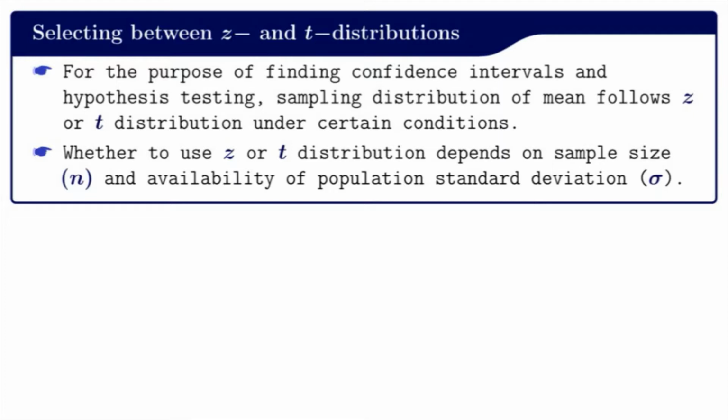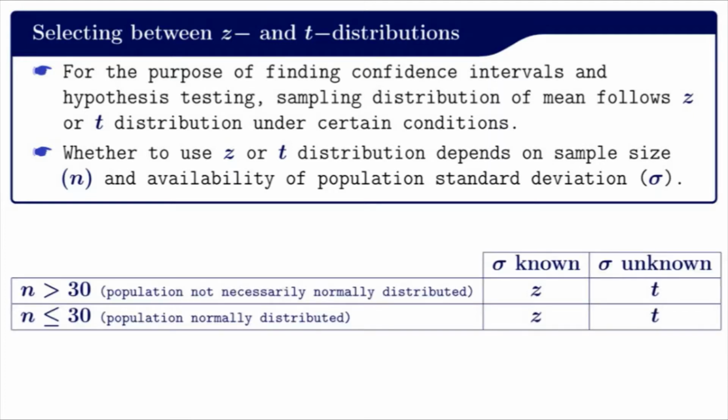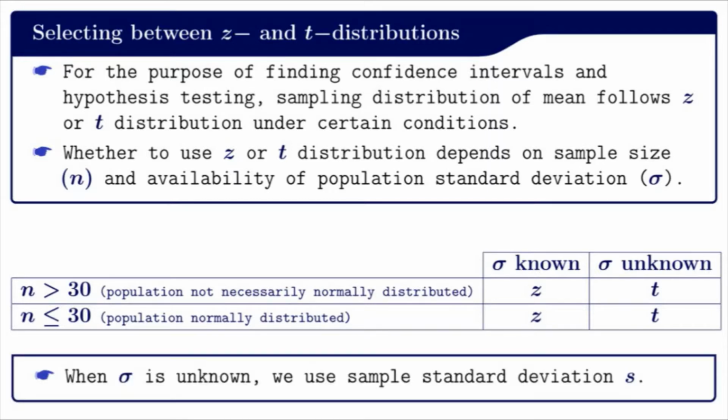Whether to use Z or T depends on sample size and availability of population standard deviation. This chart here will guide us to determine whether to use Z or T. Looking at the chart, we see that when sigma is known, we use Z, and otherwise we use T. Also, we need to look at the sample size. When sample size is larger than 30, population does not need to be normally distributed, but when sample size is 30 or less, population has to be normally distributed. In this case, when sigma is unknown, we use sample standard deviation.